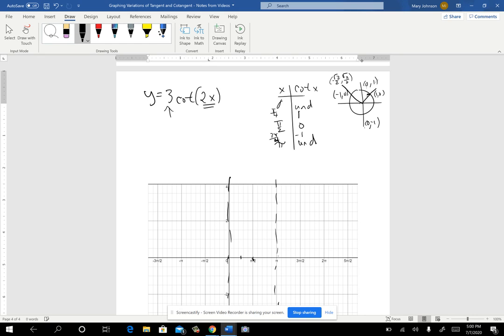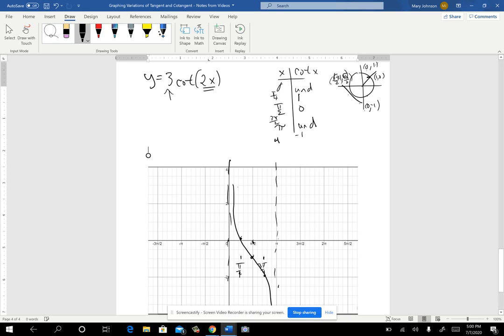So we wound up having it look like this. When we're at pi over 4, we're up here at 1. Pi over 2, we're at 0. And then at 3 pi over 4, we're down here at -1. And so it has the same look as tangent. It just goes the reverse.